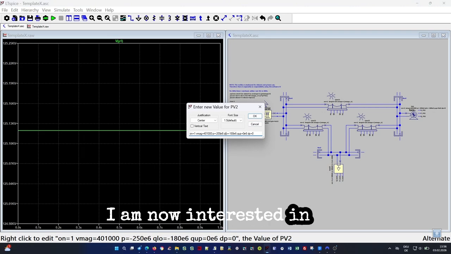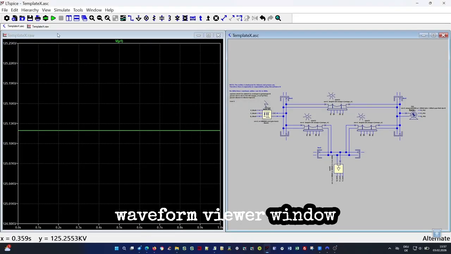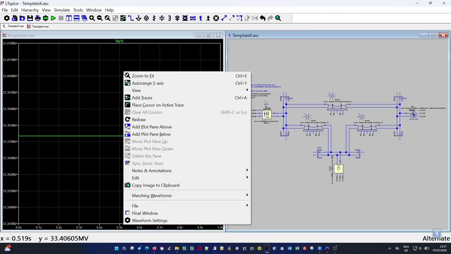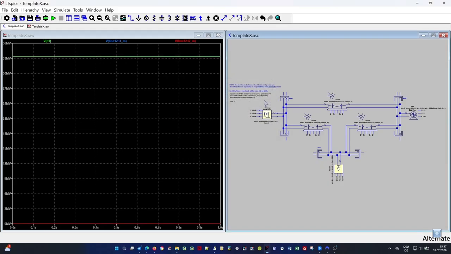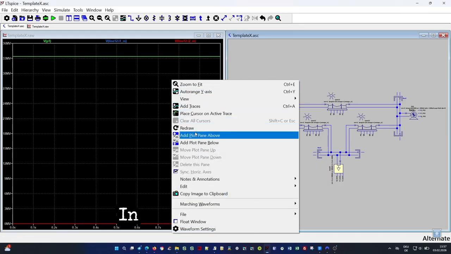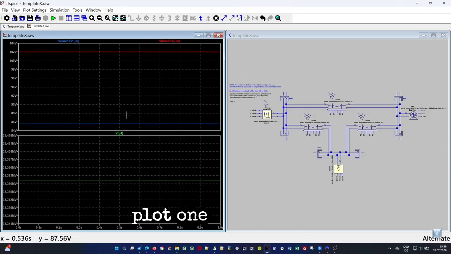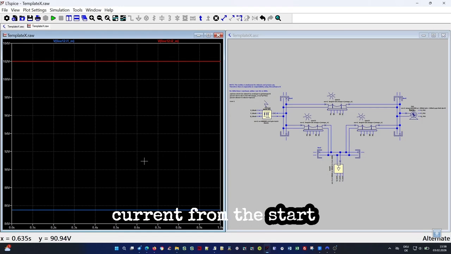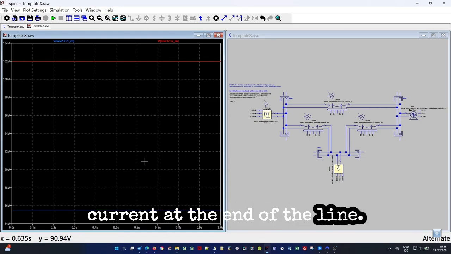I am now interested in the currents over the lines. I right-click on the Waveform Viewer window and can now select the two currents from line 12. To do this, I open a second plot in the right-click menu item, Add Plot Above, and move the currents from Plot 1 to Plot 2. The current I1M is the current from the start of the line into the line, and the current I2M is the current at the end of the line.